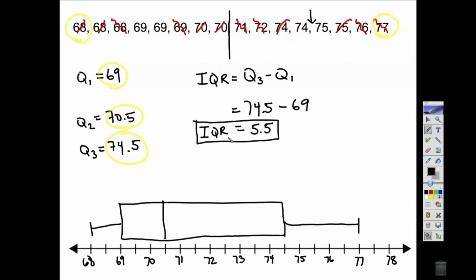I just showed you how to use a calculator again, demonstrated with the calculator, and how to find our standard deviation. Again, that is going to equal 3.0407.